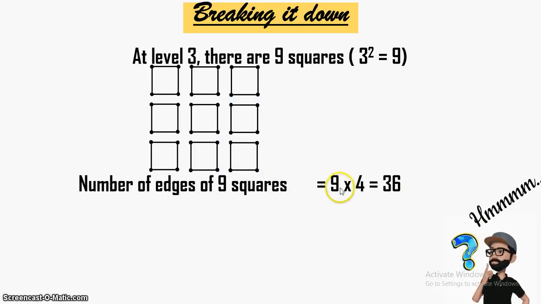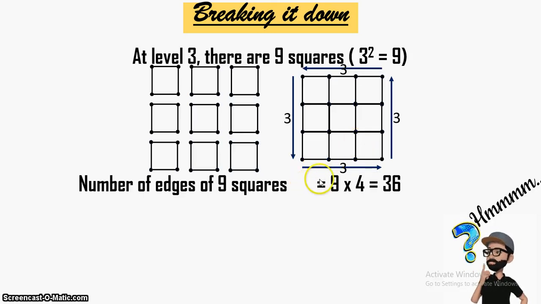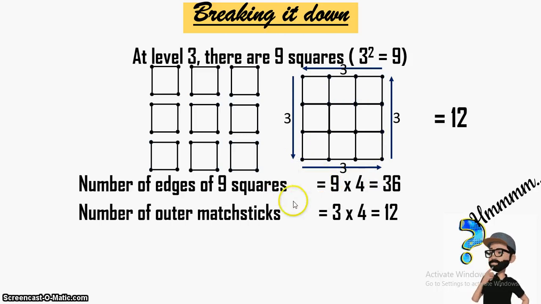9 squares times 4 edges for each of the squares. That is 36. Okay? These squares come together to form the pattern. Just like we had with the second level, we also have with the third level 3 squares, 3, 3, 3. So 3 times 4 would give us the total number of outer matchsticks, which is 12.